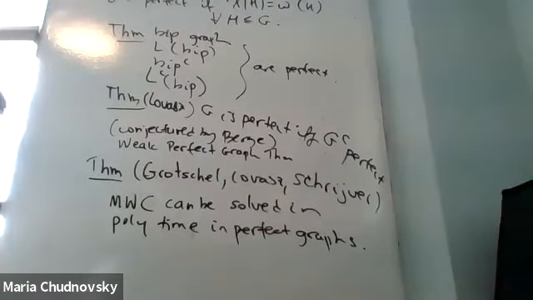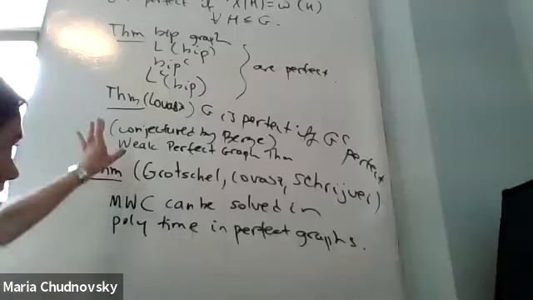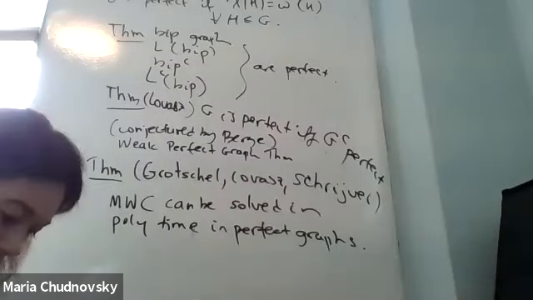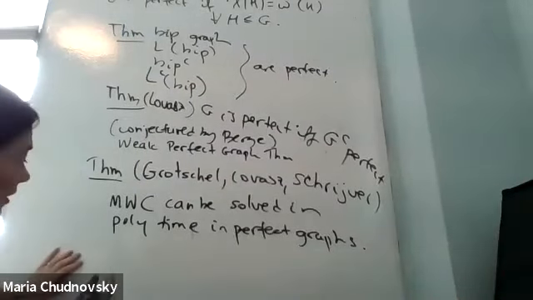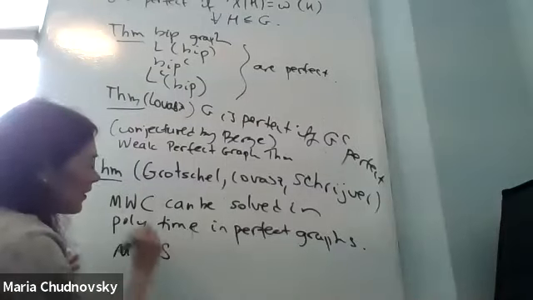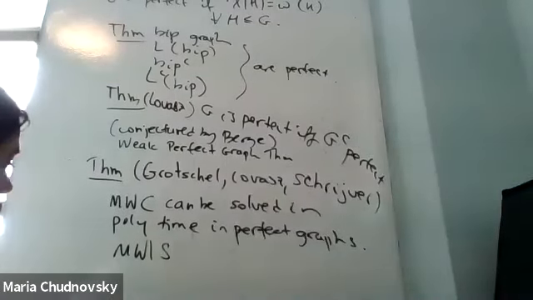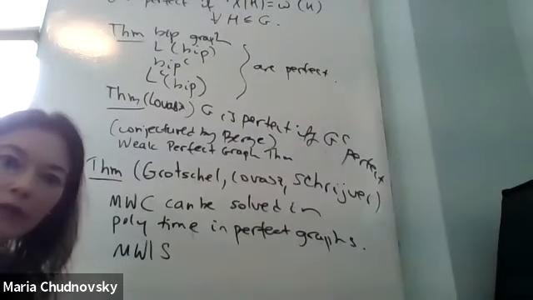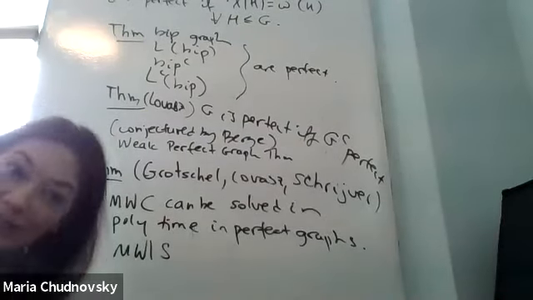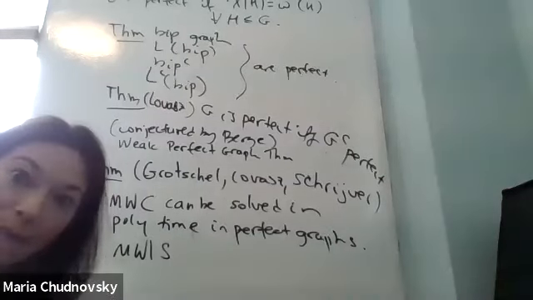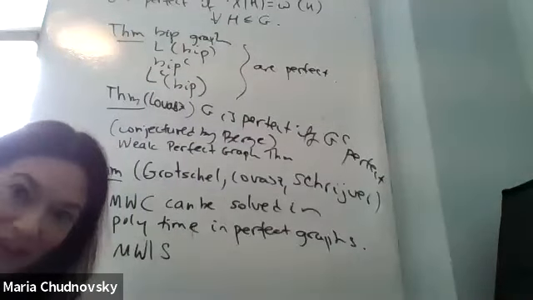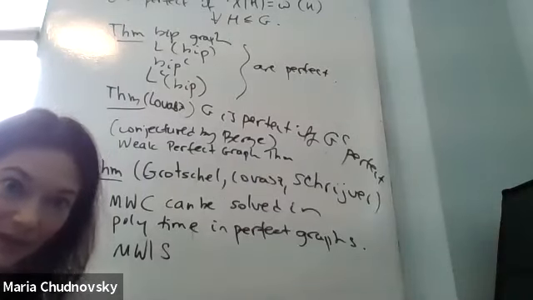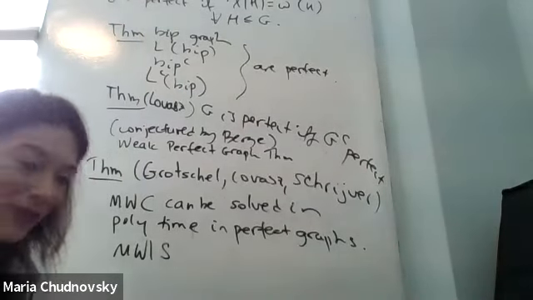And then, of course, if you believe the first fact, that perfect graphs are invariant under taking complements, then you can also do max weight independent set. You can also compute the chromatic number, because the clique number and the chromatic number are the same. But in fact, you can find an optimal coloring. That's not clear, but you can do it.